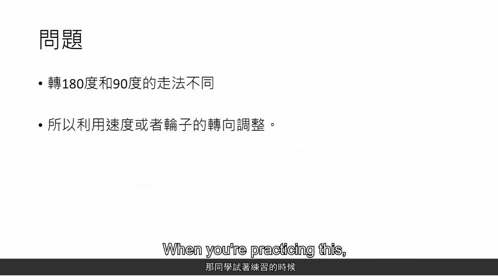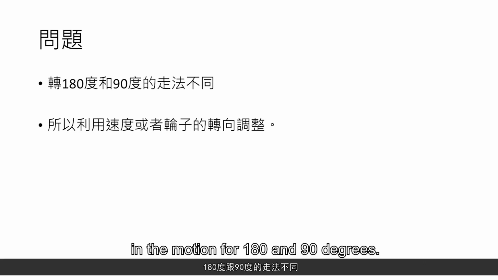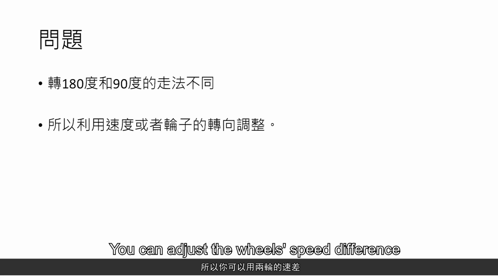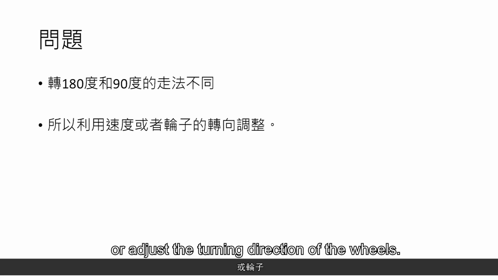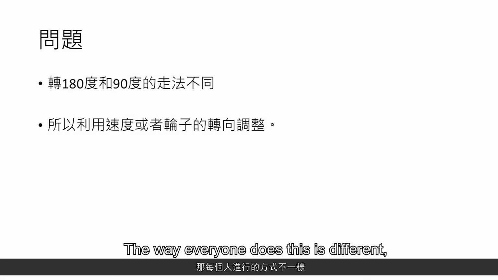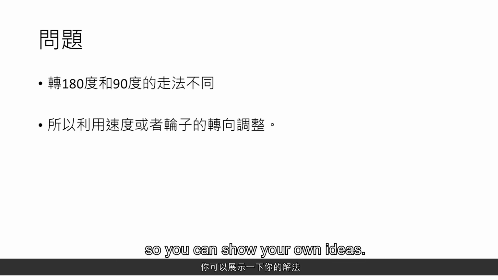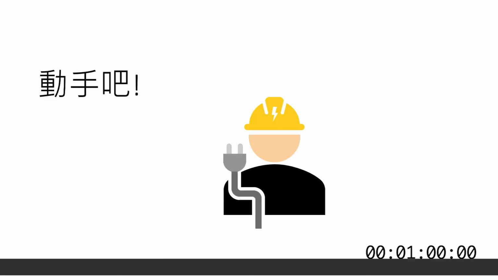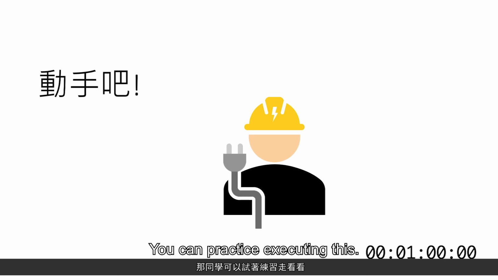When you are practicing this, you can comprehend that the difference lies in the motion for 180 and 90 degrees. You can adjust the wheel speed difference or adjust the turning direction of the wheels. The way everyone does this is different, so you can show your own ideas. You can practice executing this.